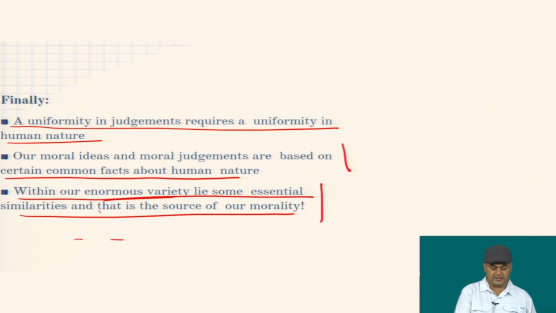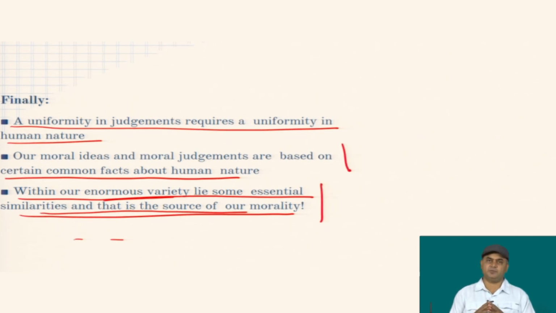So, within our enormous variety, this acknowledges that there is an enormous variety in the kind of people we are. Still there are some essential similarities, and that is the source of our morality. So, with this we come to understand what Ross's theory about prima facie duties is, which is a typical example of deontological ethics.